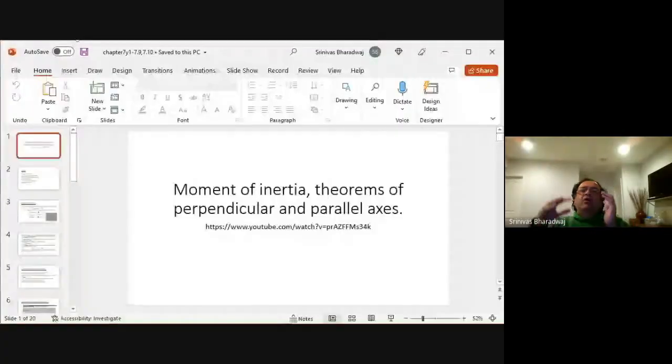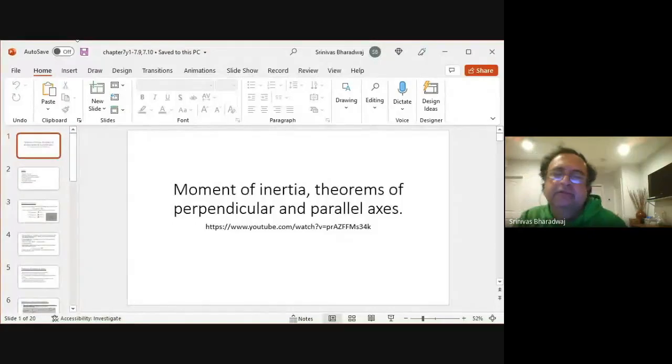So now I'm going to move on to what is moment of inertia, and questions relating to that. So now, what is this moment of inertia?